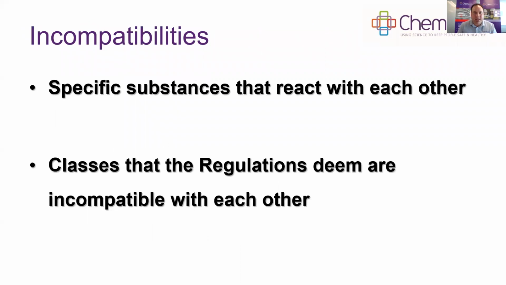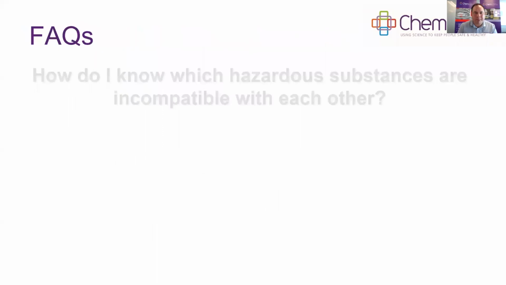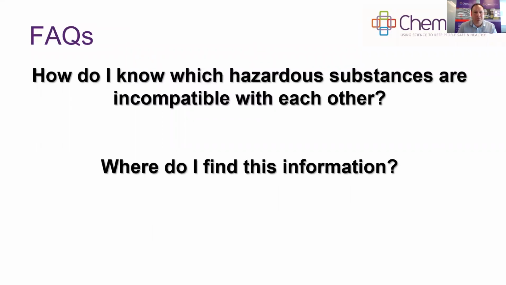So with incompatibilities, there are specific substances that react with each other, classes that the regulations deem are incompatible with each other. So this is information we're able to get from these regulations, which we'll look at in slides to come. So, frequently asked questions.